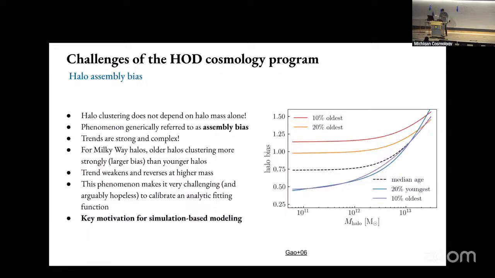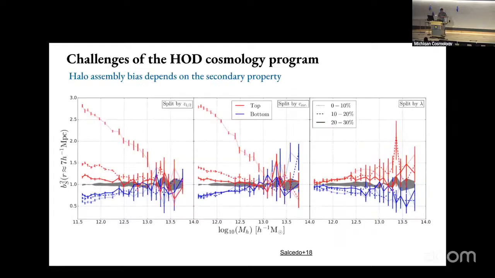So this result is a plot adapted from the paper that introduced the world to this concept of halo assembly bias, from Gao and White, based on the Millennium simulations. It's not just true for halo age, for the formation time of halos, but it's true for just about any halo property you can think of. So this is a nice paper from several years ago by Andrés Salcedo, in which he took halos of a given mass and split them by formation time, by concentration, and by halo spin, and then looked at how the clustering properties on large scales depend on these secondary halo properties.